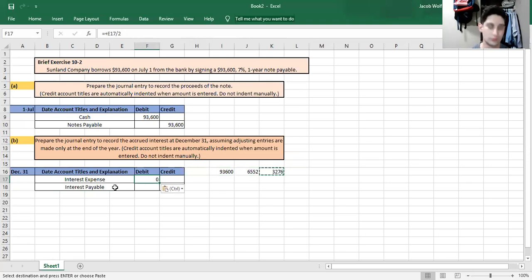And that is going to be the value that we use to debit. I'll go ahead and put that in there. 3,276 debited to interest expense. And then that interest payable, we're going to balance it out by doing the same, 3,276. And that should be it for that problem 10.2.